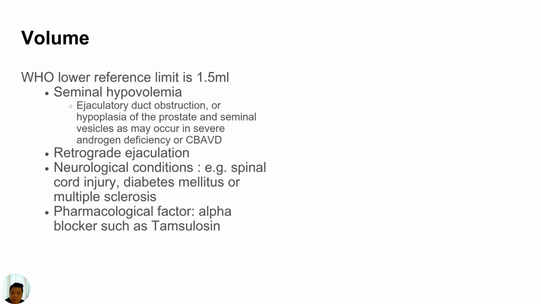Seminal hypovolemia causing low volume can be due to ejaculatory duct obstruction, hypoplasia of the prostate and seminal vesicle, as may occur in severe androgen deficiency or congenital bilateral absence of the vas deferens. It can also be due to retrograde ejaculation, or sometimes neurological conditions, for example spinal cord injury, diabetes mellitus, or multiple sclerosis. Sometimes male BPH medications, for example alpha blockers, can cause hypovolemia.